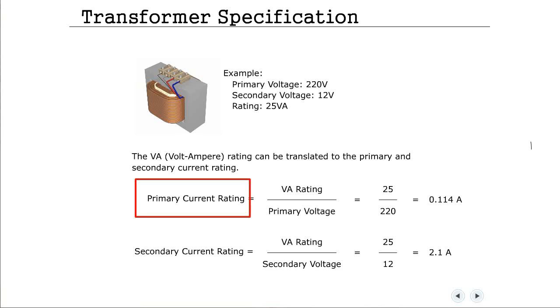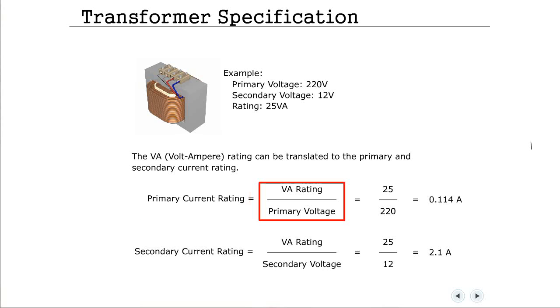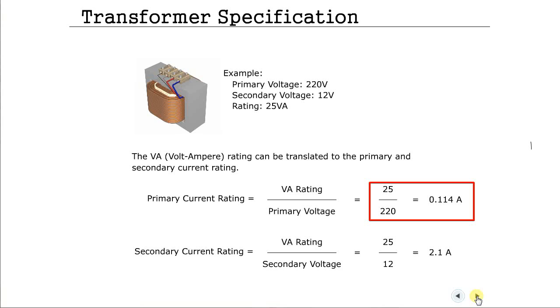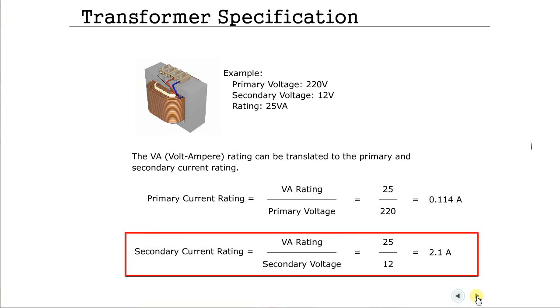The primary current can be determined by dividing the power rating by the primary voltage. This is the maximum current the transformer primary can tolerate. The secondary current is determined the same way.